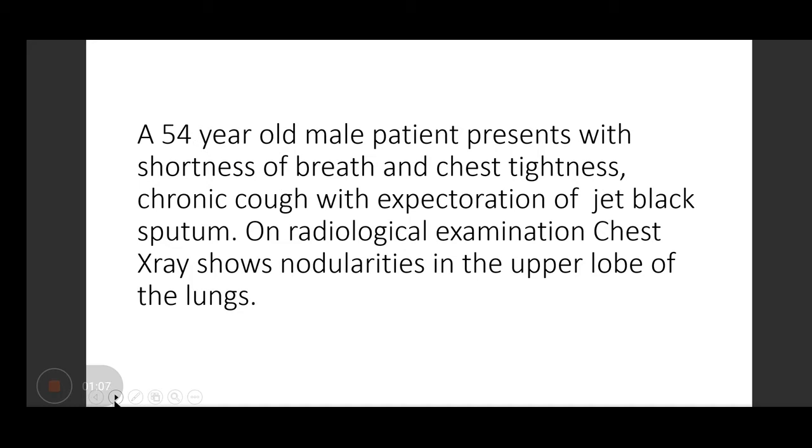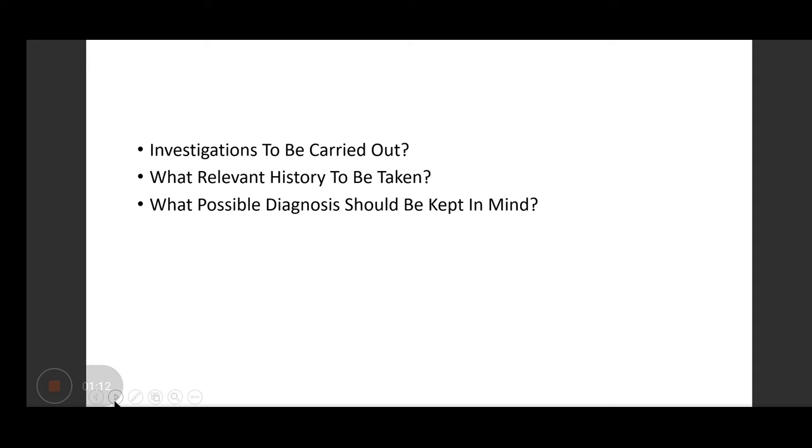So, what are the investigations that you will carry out? For DDs, you have given pneumonia, TB, and pneumoconiosis, coal workers' pneumoconiosis. So, what are the investigations that you will carry out along with the history, and what will be the relevant history that you will ask, and possible diagnosis? You've already told me about those. So, can you tell me about the investigations that you will carry out? History, diagnosis.